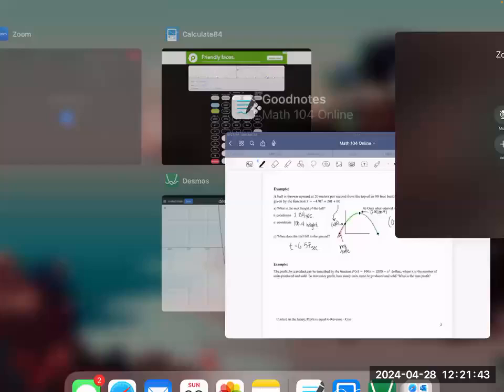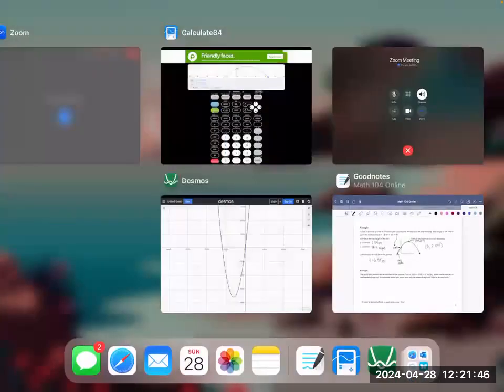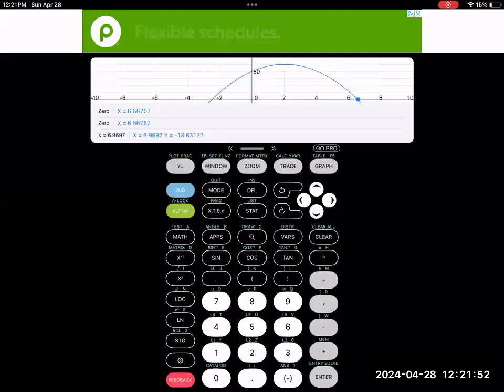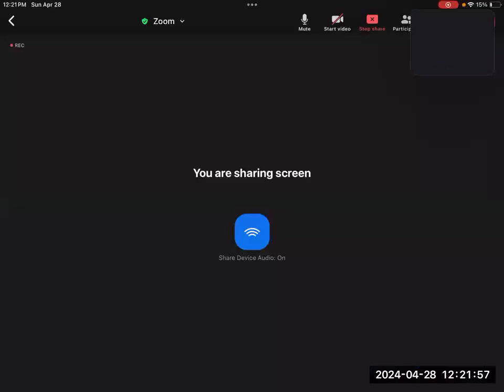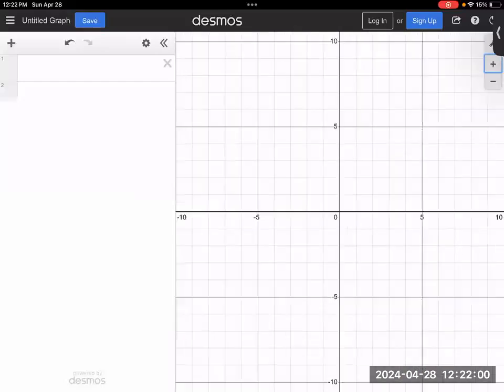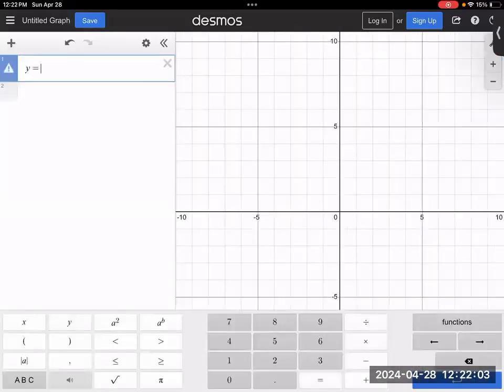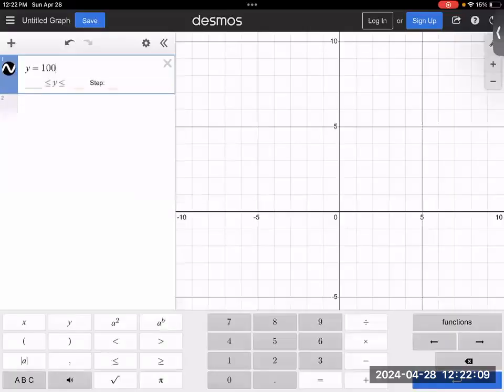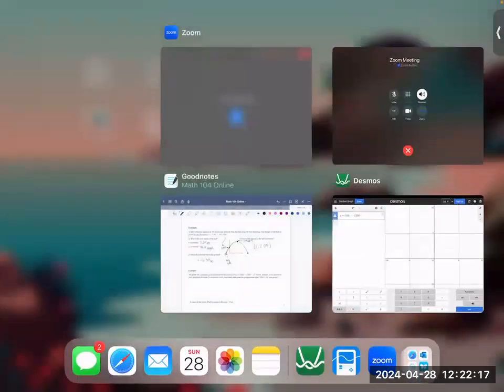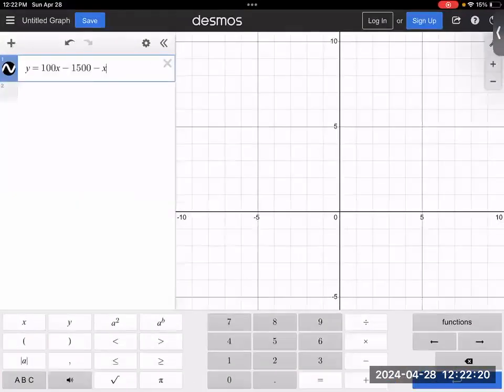Let's see, 100. Oops, that's not it. I hit it again, didn't I? Okay, let's reset. We have y equals, and I already forgot my number. Okay, so that is our equation.